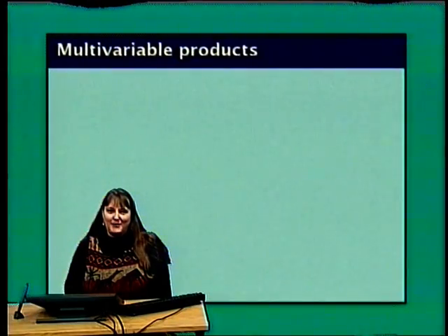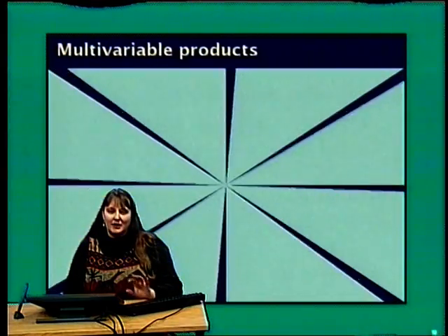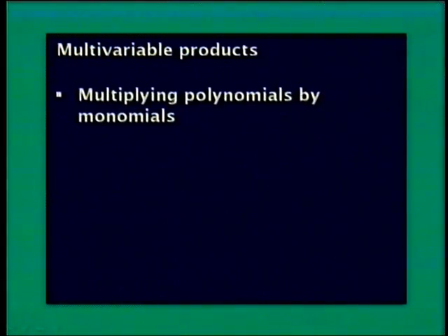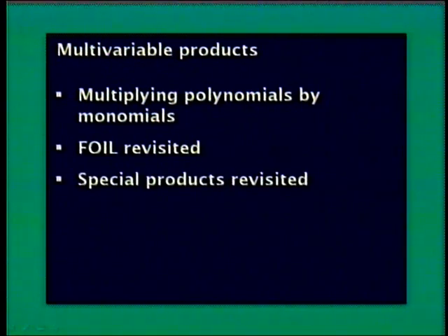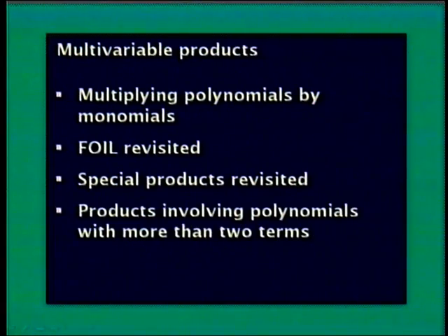In this part of the lesson, I'm going to talk about products involving polynomials with more than one variable. I'm going to start by multiplying polynomials by monomials. Then I'm going to look at FOIL again. I'm going to look at special products again. And finally, I'm going to look at some products involving polynomials with more than two terms.